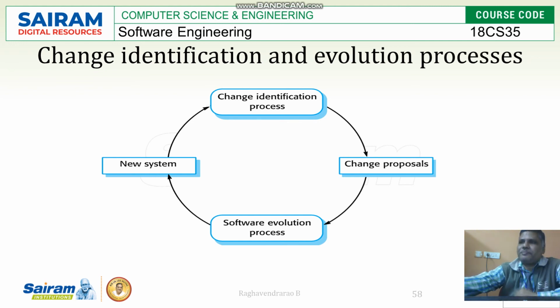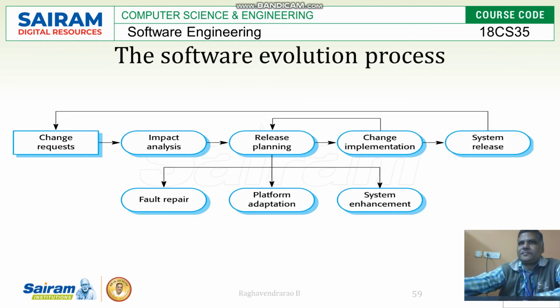New systems have to be generated, because the software should exist for the current environment. For that you have to work hard, and you should get the product properly. So, the software evolution process.